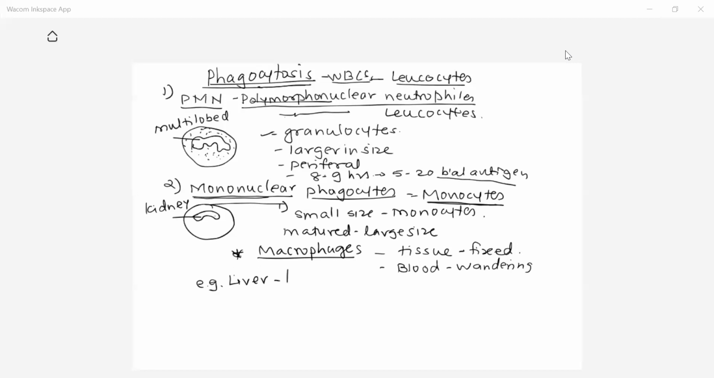Remember this, Kupffer cells are related to our liver. They protect our liver. The Kupffer cells are the phagocytic macrophages present in the liver.